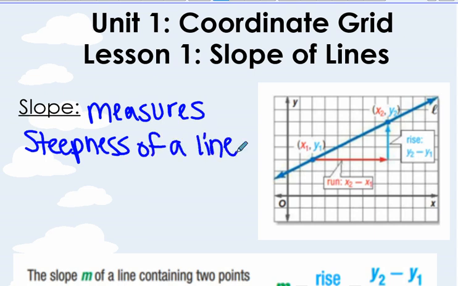So if we look at this graph over here to the right, it's really all rise over our run, or our change in our y over our change in our x.